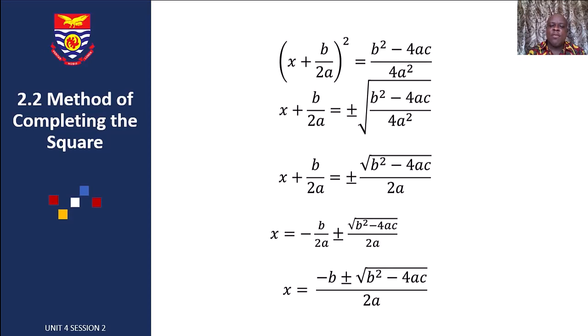Then you find the LCM of the right hand side. You have x is equal to negative b plus or minus the square root of b squared minus 4ac all over 2a. And this is what is called the quadratic formula, which can also be used to solve quadratic equations.